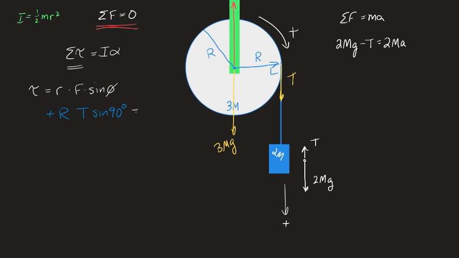I'm going to set that equal to I alpha. That's Newton's second law. This is the only unbalanced torque acting on the system.